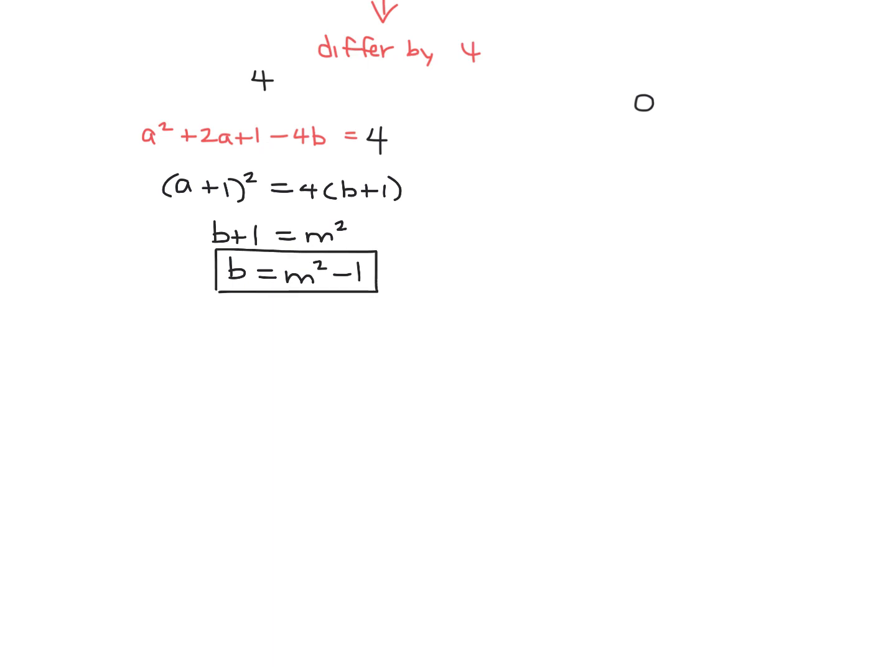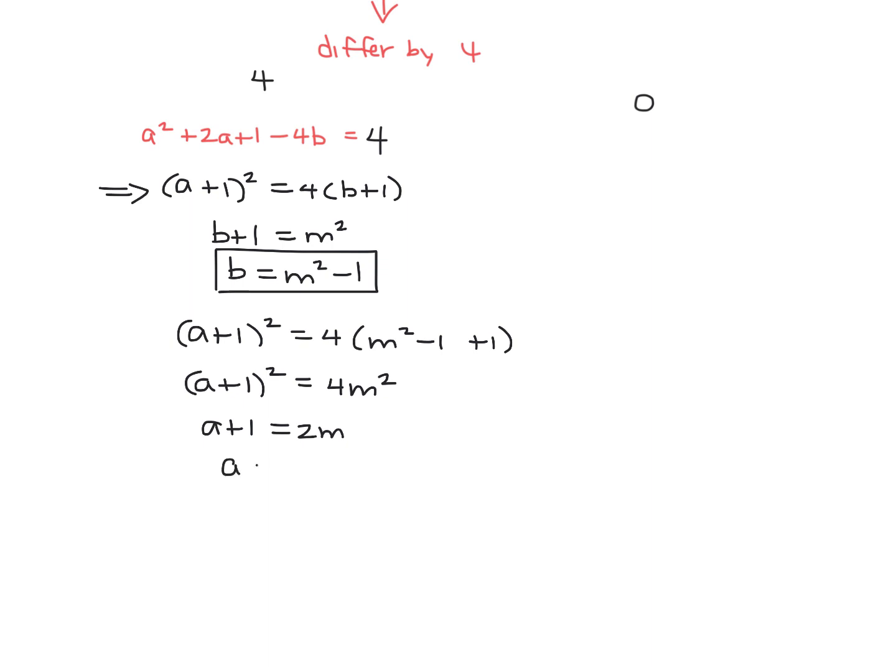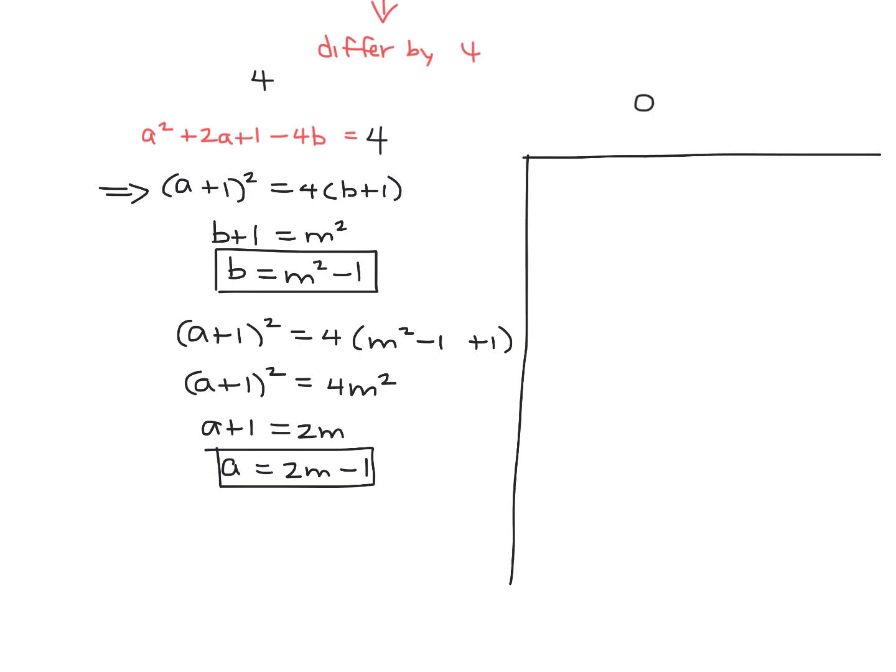Now I need something for a. Going right back to here, a plus 1 squared is equal to 4b plus 1. But b is m squared minus 1, so I'll substitute that in. So this means we have a plus 1 squared is equal to 4m squared. Take the square root of both sides. We get a plus 1 is equal to 2m. Therefore, a is equal to 2m minus 1. Another very important finding.